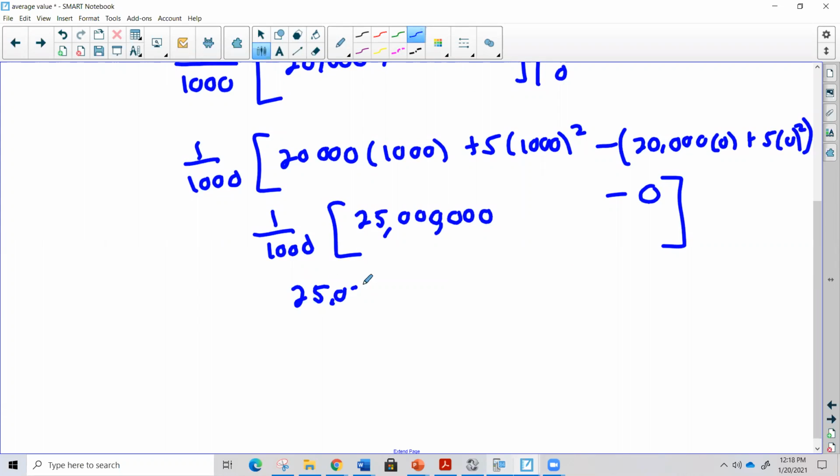So I'm just going to take this and divide it by 1,000. And I get 25,000. So that's my average value in this case, which gives me the average value of the cost over this interval.